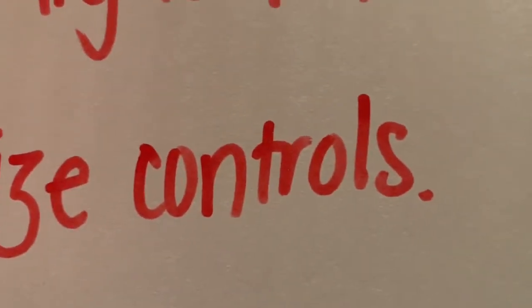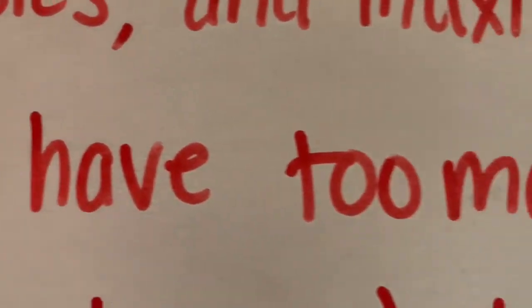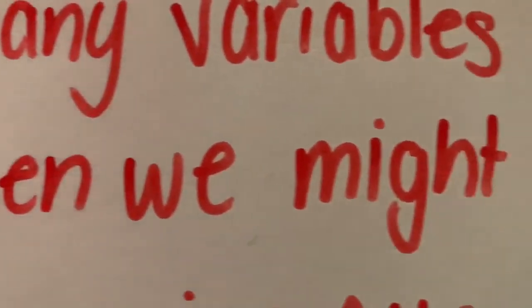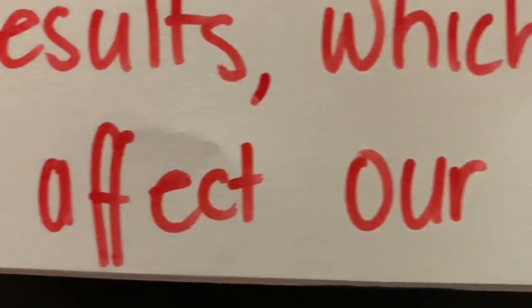The best experiments try to limit variables and maximize controls. If we have too many variables or things changing, then we might not know what is causing our results, which can negatively impact our findings. Great, now that we've covered what variables and controls are and the importance of minimising our variables and maximising our controls, we can get started on our experiment.